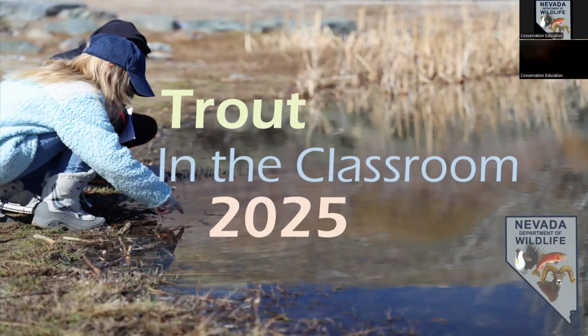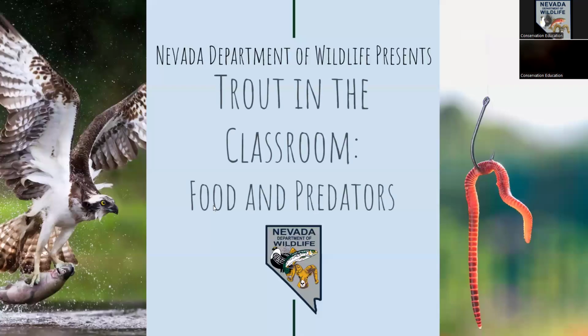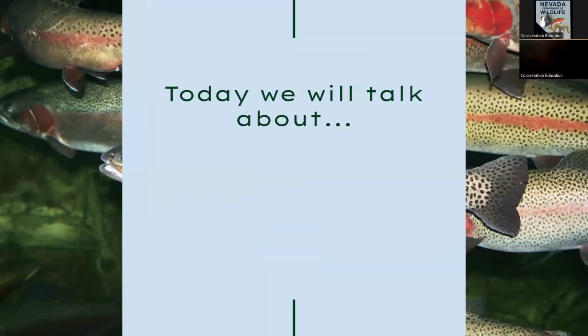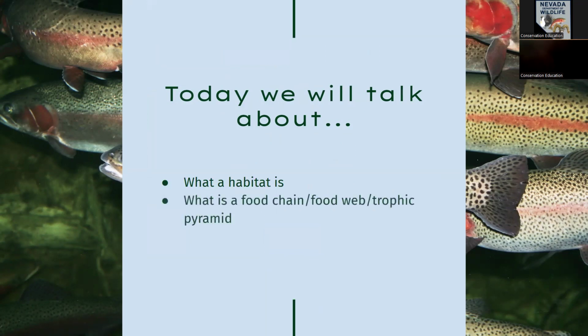Today we're going to be starting with Trout in the Classroom 2025 for our presentation. This presentation is going to focus on food and predators of trout. We're going to talk about what a habitat is, and if you have been a part of any of our Know Your Nevadas, this is going to be very familiar to you. What is a food chain, food web, and trophic pyramid? Sources of food for our trout and predators of our trout.